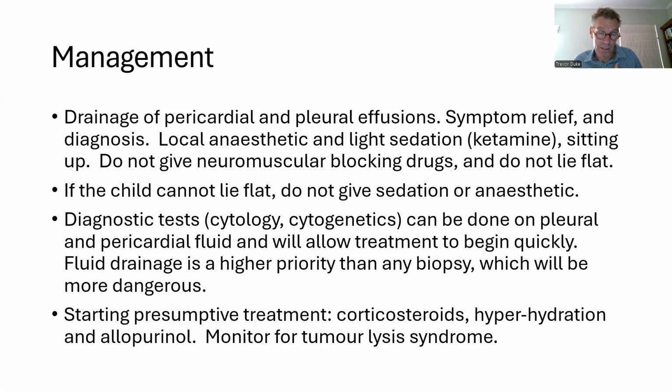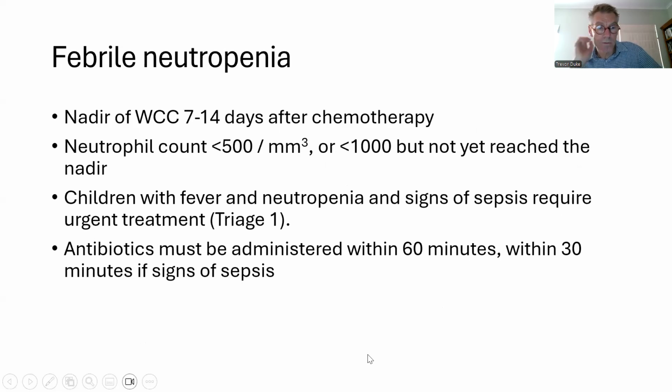If they look like they've got a T-cell lymphoma or a T-cell acute lymphoblastic leukemia, then do what I said for initial therapy: hyperhydration, giving allopurinol because you know they're at risk of tumor lysis syndrome, giving steroids, and monitoring them for tumor lysis syndrome is what you really need to do. And then, of course, starting on cytotoxic chemotherapy. But again, today we're not talking so much about the details of the cancer management, but just how to deal with these emergencies. Let's talk about febrile neutropenia.